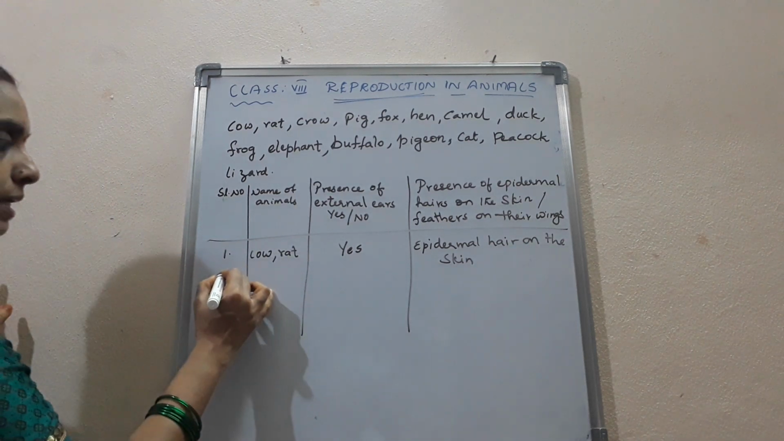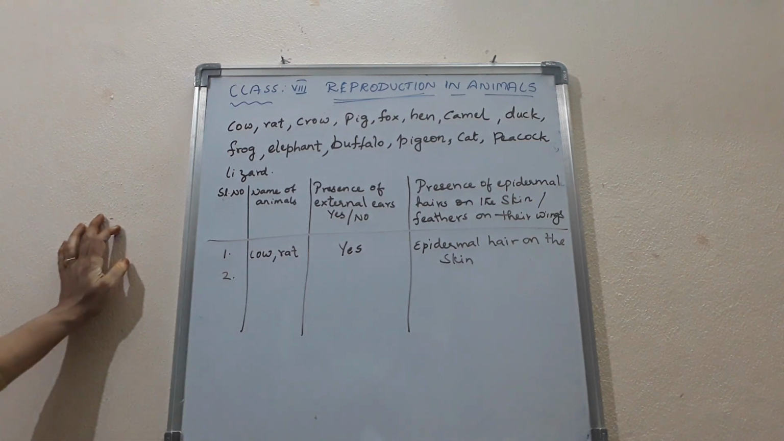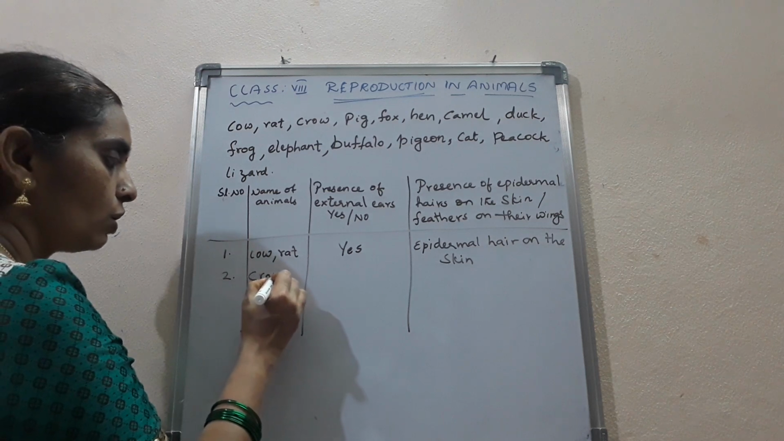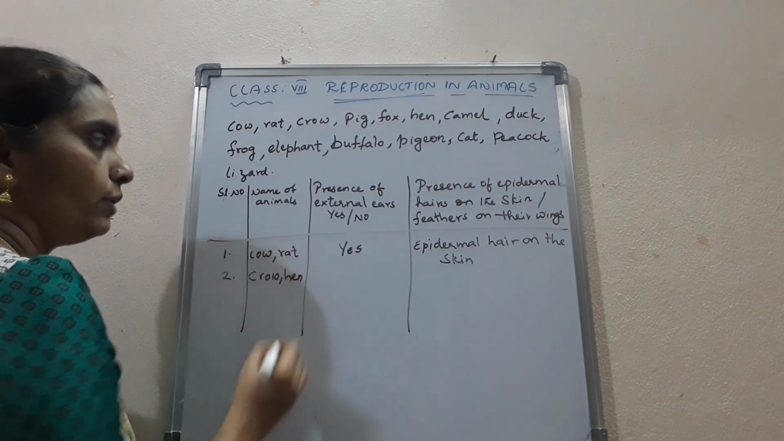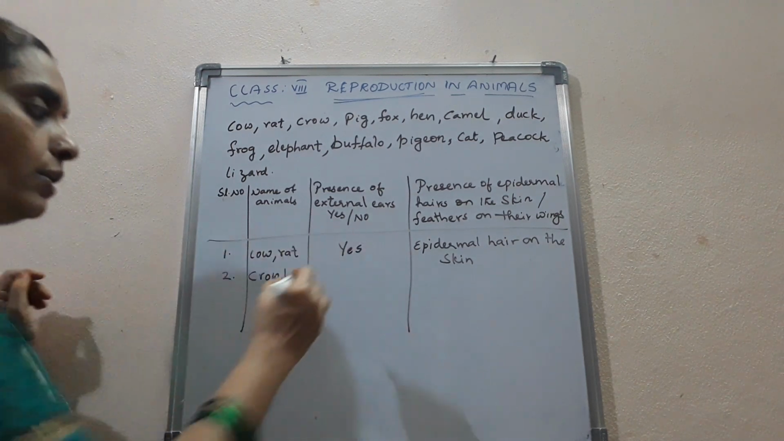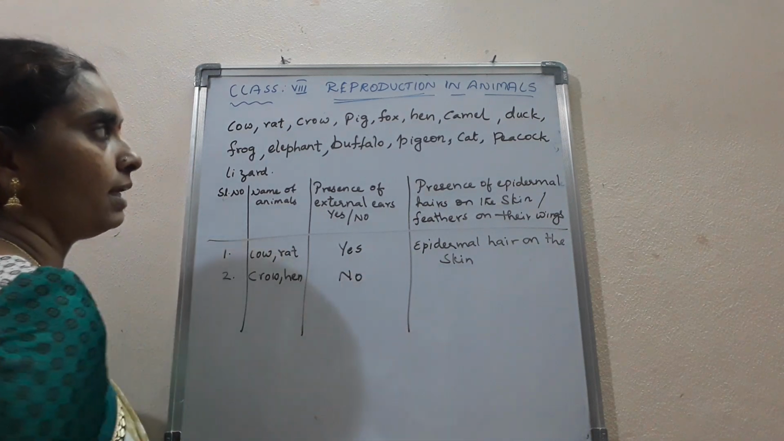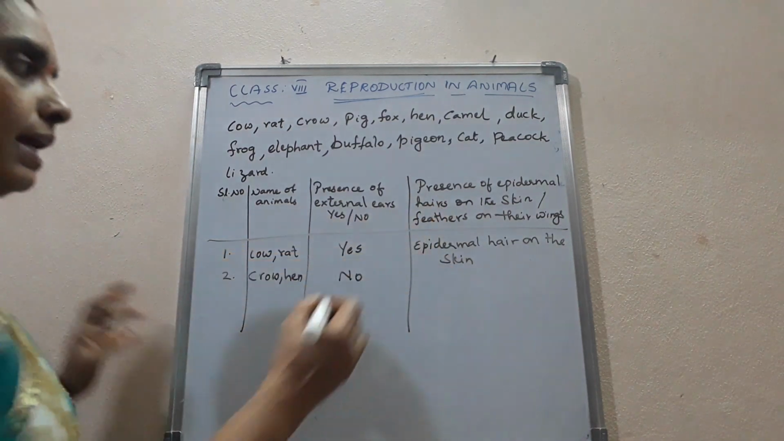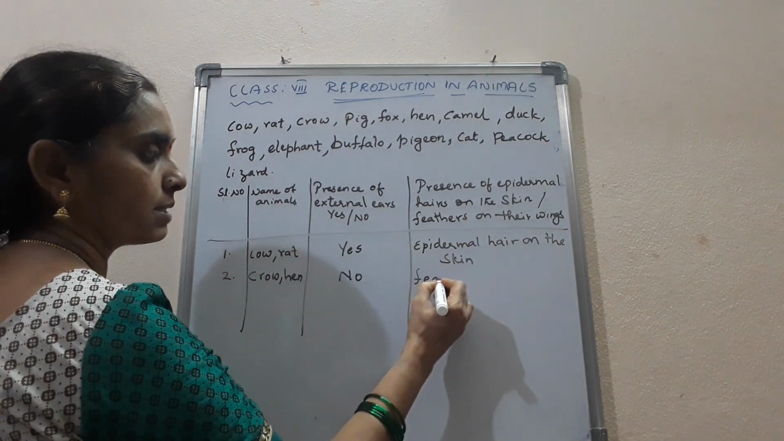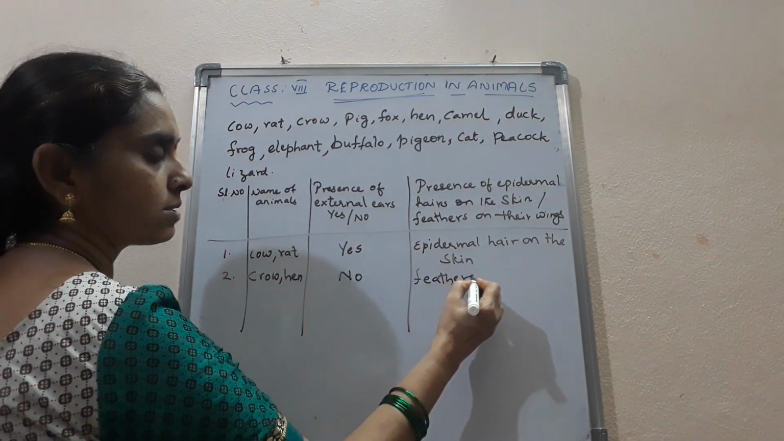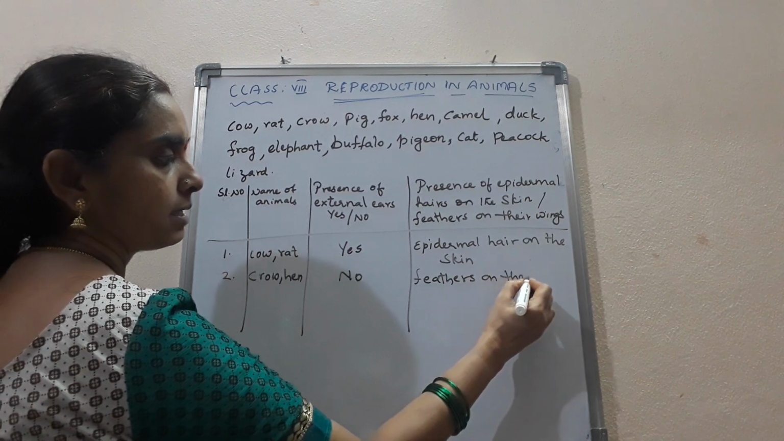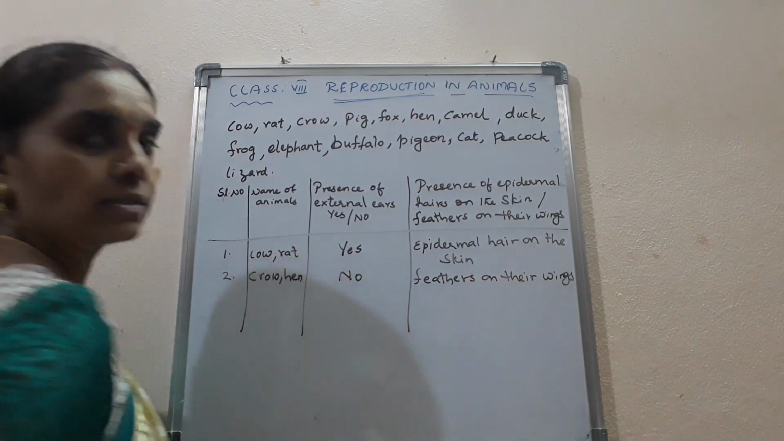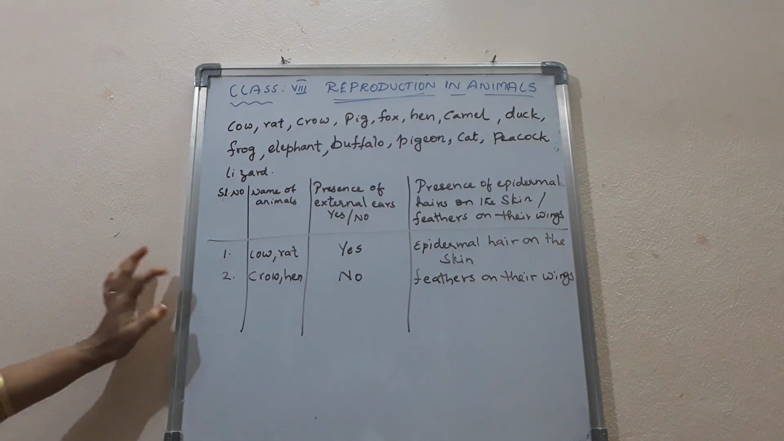Now the next one is crow and hen. They are both birds, isn't it? Crow and hen. Do they have external ears? No, they do not have external ears. Do they have hair on their body? No, they have feathers on their wings. So you write feathers on their wings. They have feathers on their wings.